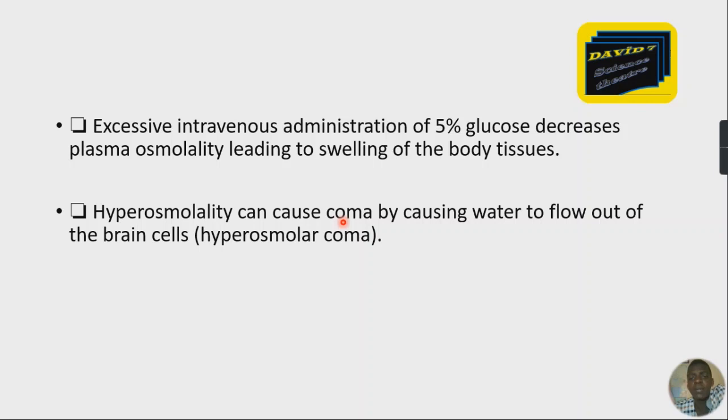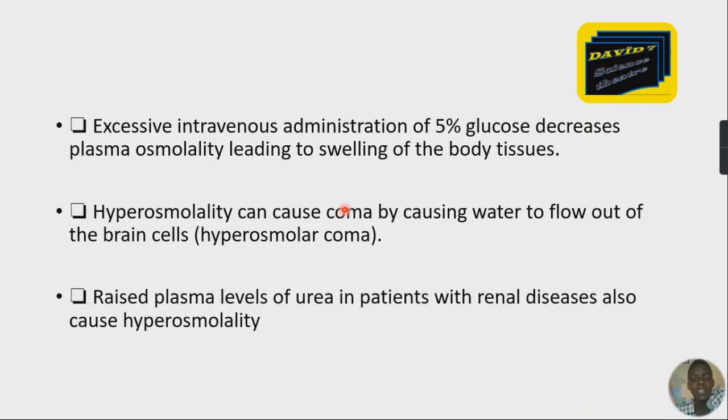Hypo-osmolarity can cause coma by causing water to flow out of brain cells, and this is what we call hypo-osmolar coma. Lastly, if you raise plasma levels of urea in patients, for example with renal diseases, you'll find that there is hyperosmolarity. This hyperosmolarity, when it goes higher and higher, might cause hyperosmolar coma.